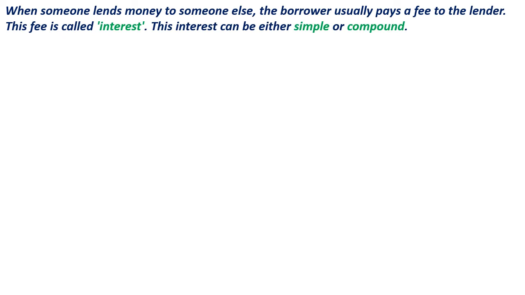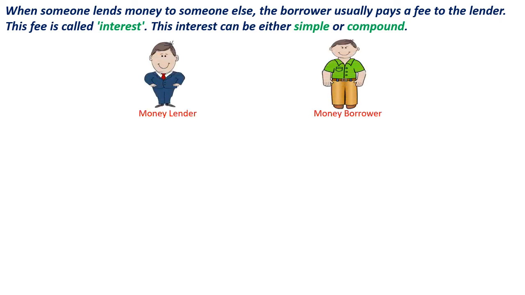When someone lends money to someone else, the borrower usually pays a fee to the lender. This fee is called interest. So there are two persons involved here: one is the money lender and second is the money borrower. Now let us understand a few important terminologies related to this topic.